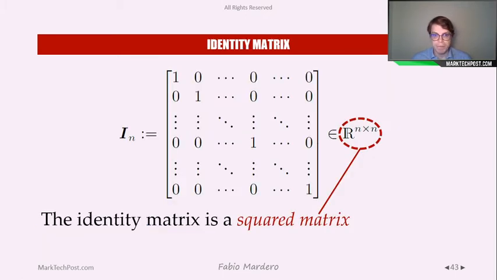Let's move on and define another particular type of matrix, which is the identity matrix. The identity matrix is a square matrix, so the two dimensions, the number of rows and the number of columns, are the same. And the values that this identity matrix takes are 0 everywhere except for the diagonal, where the elements take 1 as a value.